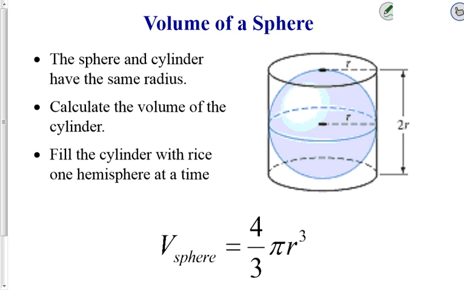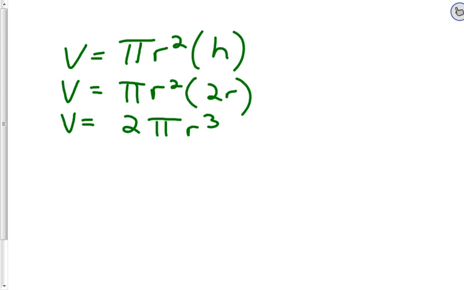So now step 3 of the process is we're going to take some rice, and we're going to fill the cylinder with the rice 1 hemisphere at a time. So we just saw that 3 hemispheres fill the cylinder. Now 3 hemispheres is 1.5 spheres, right? So what we're going to do is we're going to take our volume of the cylinder and we're going to divide it by 1.5, or I'm just going to say 3 halves.